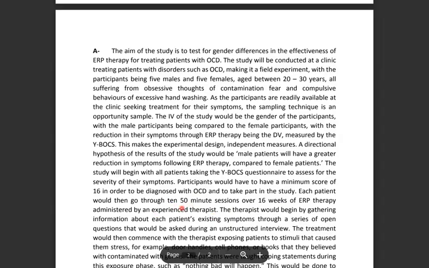So there are 10 sessions, 50 minutes each. This is a control. Everyone's going to the same number of sessions for the same duration, for the same overall time period of 16 weeks. This is actually something I've picked out from the actual study itself. Okay, the same duration.